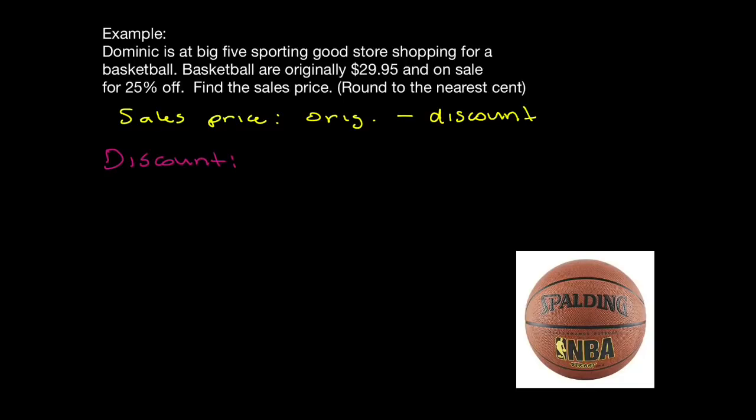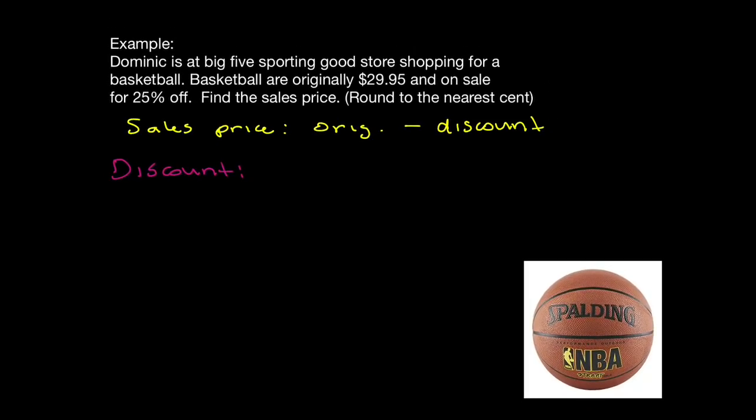Okay, now the discount's 25%. Well, that's not $25, just to make sure you understand that. The discount's not $25, it's 25%. So what we need to do is find 25% of the price of the $29.95. Remember, to find a percent of a number, you're going to move that decimal over 2 spaces to the left. In this case, it's 0.25. Of means times, and you're multiplying times the original price of $29.95.